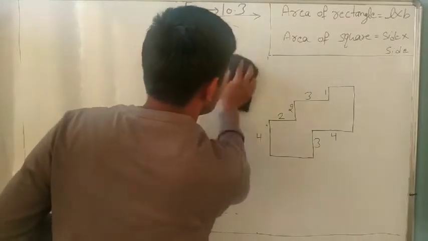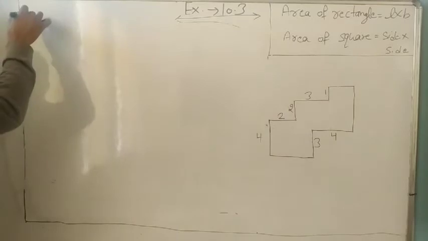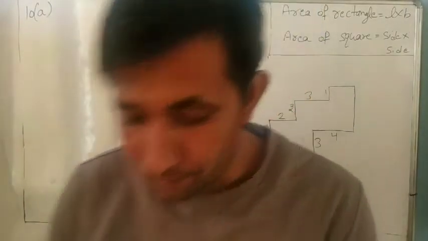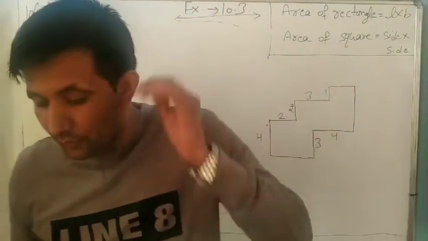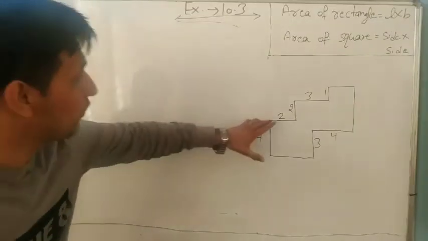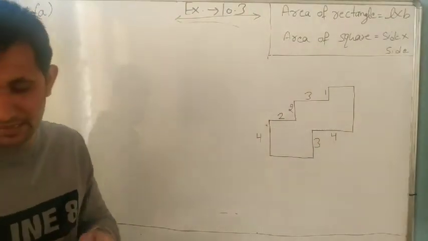We will do question number 10 now. Question number 10, by splitting. Splitting means we divide. Splitting the following figures into rectangles. A figure is given and we have to split it into rectangles and squares and find their area.